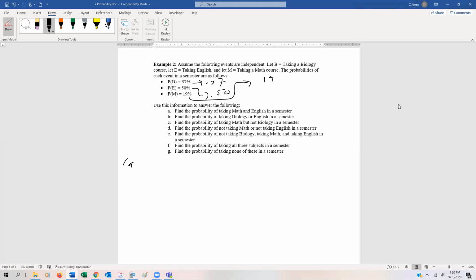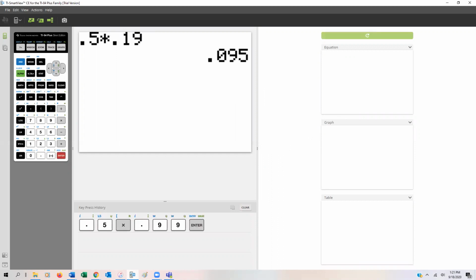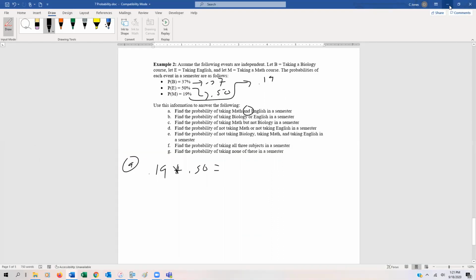So for letter A, find the probability that somebody takes math and English. Hopefully you work through this. For math, we know the probability is 0.19. And since we have an and, it's multiply. English is 0.50. When we multiply those together, that should be 0.095, or 9.5%.